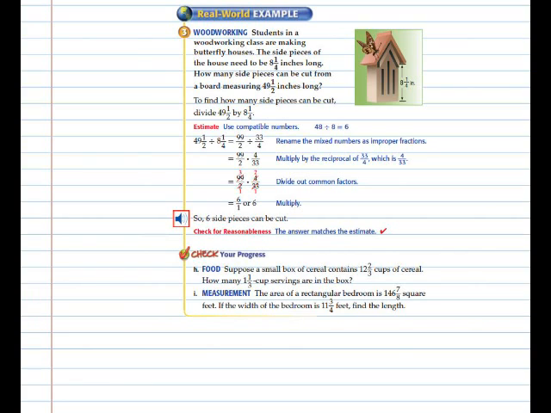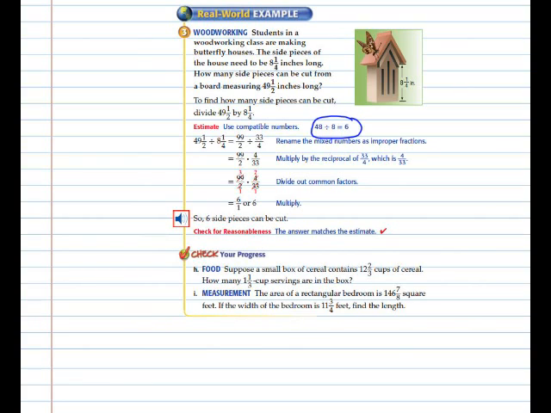Students in a woodworking class are making butterfly houses. The side pieces of the house need to be 8 1/4 inches long. How many side pieces can be cut from a board measuring 49.5 inches long? To find out how many side pieces can be cut, divide 49.5 by 8 1/4.